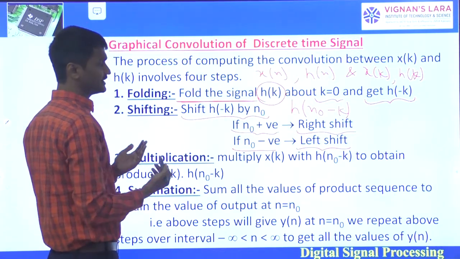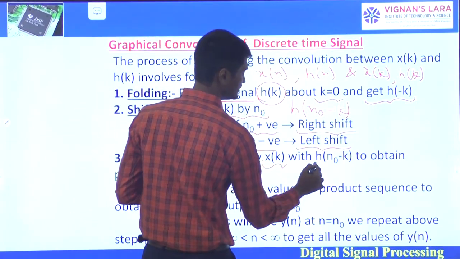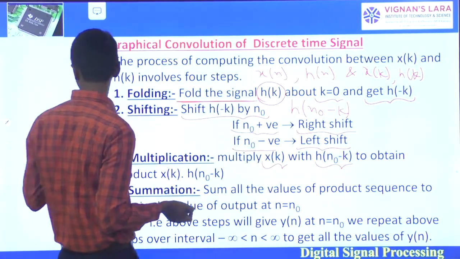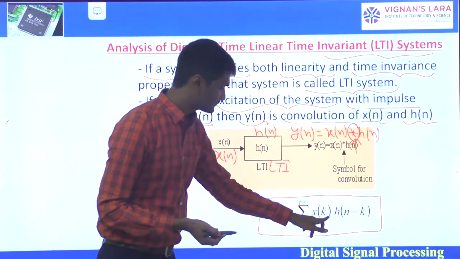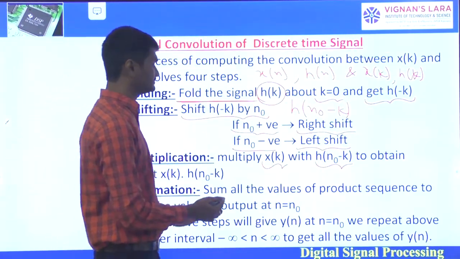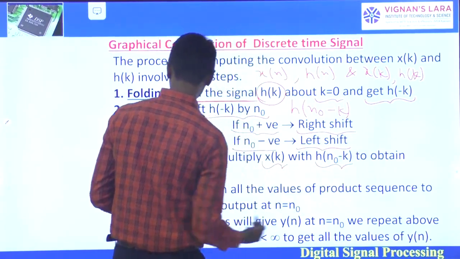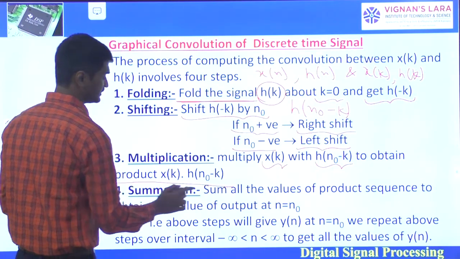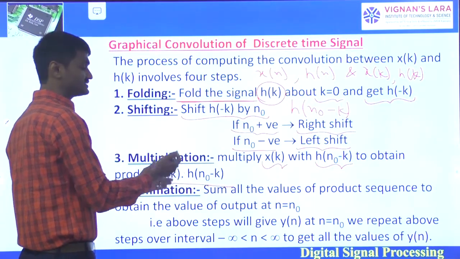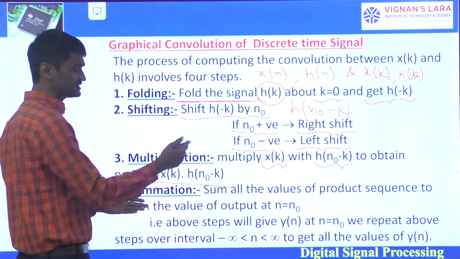After that, multiply x of k with h of n minus k. The same multiplication will be there. So multiply x of k with h of n naught minus k to obtain the product. Here I consider n naught; simply it is n minus k.